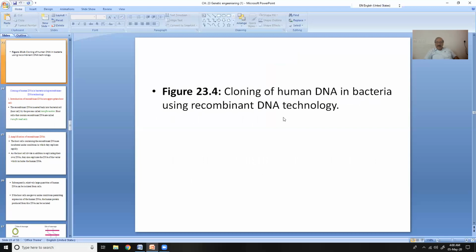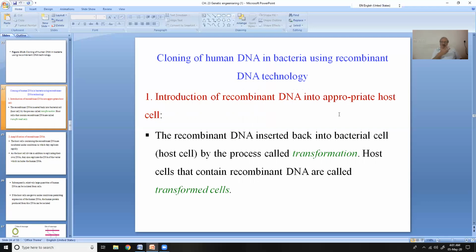Cloning of human DNA in bacteria using recombinant DNA technology. So you got this idea. What is recombinant DNA technology? It is the application of two enzymes only. One is restriction endonuclease and the second is ligase. By using two enzymes, we get two fragments of different species, and if they combine in a proper fashion, following the Watson-Crick base pairing rule, we get a chimeric DNA or recombinant DNA. This is recombinant DNA technology.